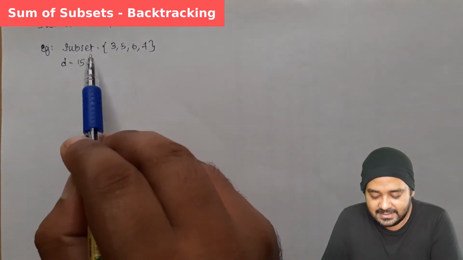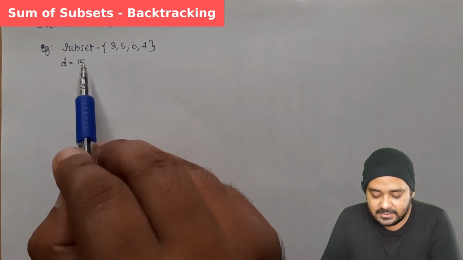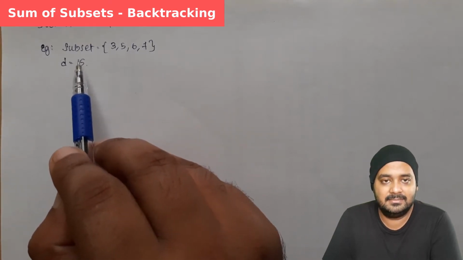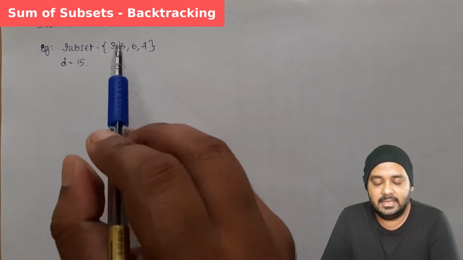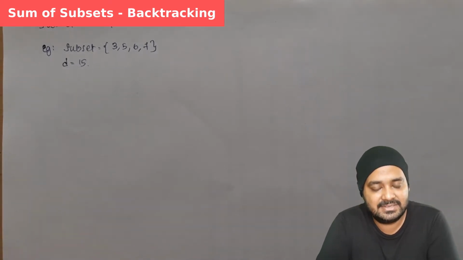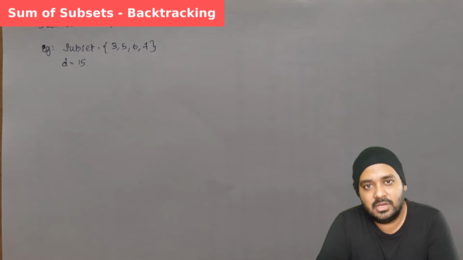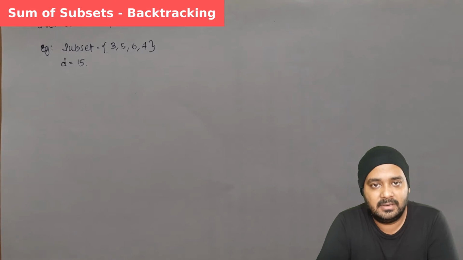Here the given set is 3, 5, 6 and 7, and d is equal to 15, which is the sum we have to obtain out of the given set. How we are going to travel is by constructing a state space tree diagram. Since we know that the backtracking algorithm always solves the problem with the help of a state space tree, we start with the initial condition and then move on in a component-by-component manner.